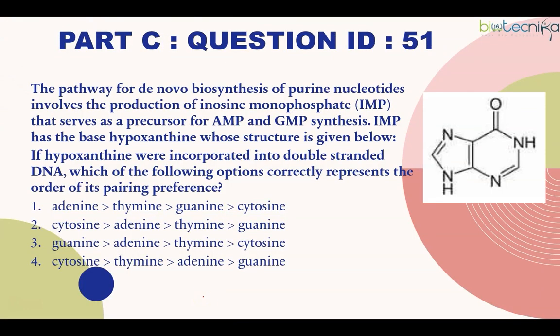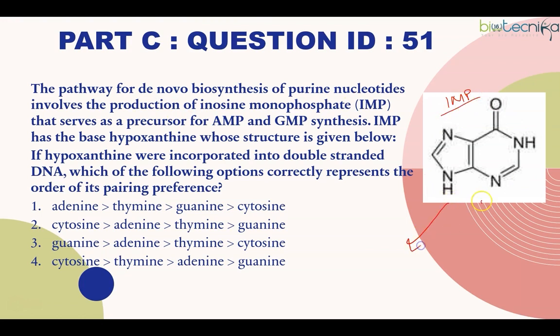Next question from part C. There were a total of 4 questions from part B. Now moving on to the questions of part C. The first question, question ID 51. The pathway for de novo biosynthesis of purine nucleotides. Now this is the skeleton, the nitrogenous base of purine nucleotides. It involves the production of IMP. This molecule is inosine monophosphate.